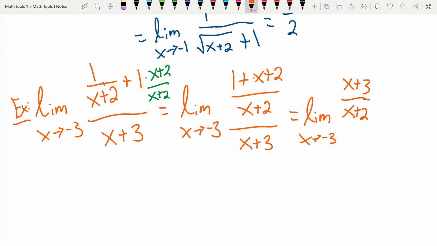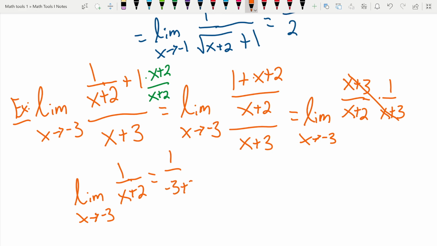So this is the same thing as multiplying by 1 over x plus 3, right? That's just the normal fraction rule for dividing fractions. And now we can see these x plus 3's are going to cancel. So we get the limit as x approaches -3 of 1 over x plus 2. So we get 1 over -3 plus 2, which is -1.